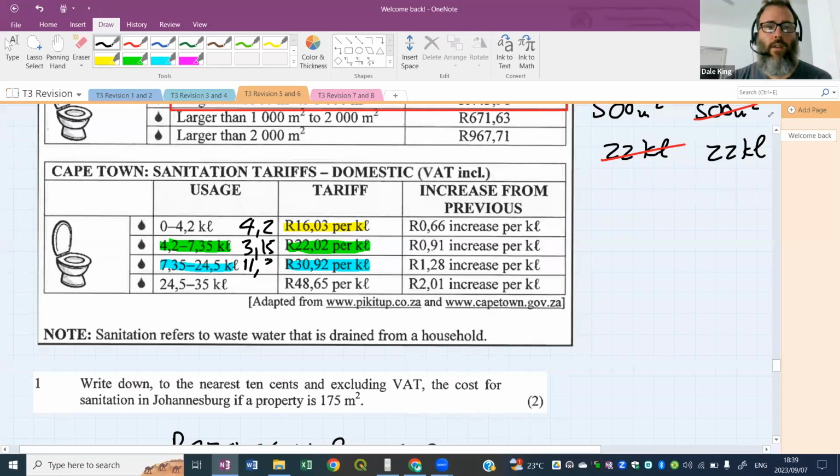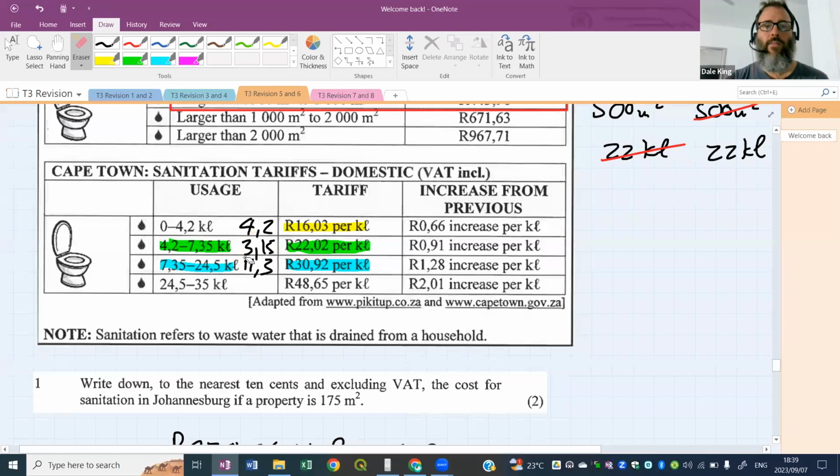Then I would have determined all the brackets to get that water out first, because I know I'm going to go through all of these. I'm going to go through 4.2 kiloliters in the first bracket, 3.15 in the second, and maybe 11.3 in the third, and end in the last one, the fourth one there. So it does help to know. You're going to have to know how much water or sanitation is in each bracket if you're going to work through them. If you end in one of them, you don't have to worry. But if you're going to work through those brackets, you need to know how much is in there.